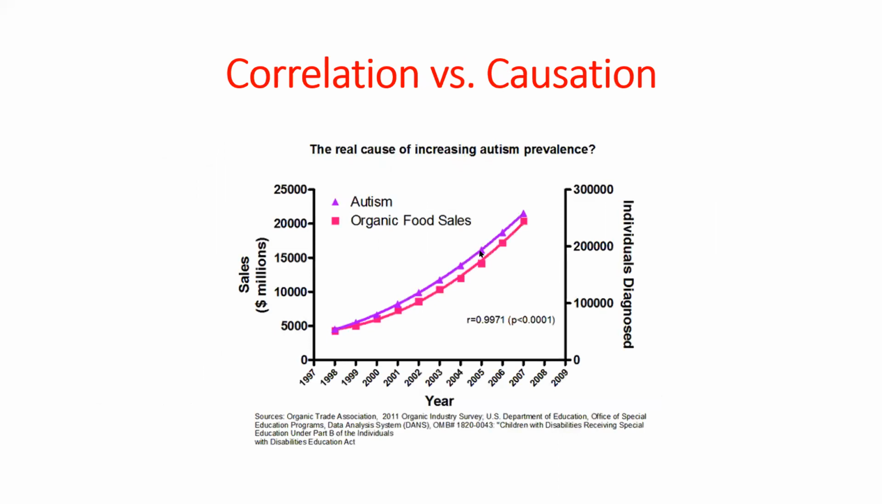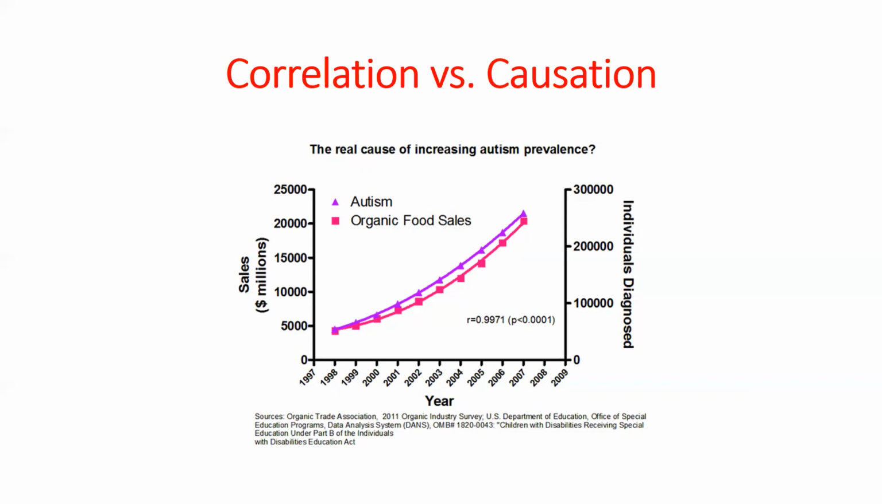Another example I always like to show: if I have autism rates and organic food sales year by year in a data set, and I run a linear regression, it will be a strong positive coefficient, right? Autism rates and organic food sales are highly correlated. That doesn't mean that organic food sales are causing autism. There are a lot of other factors that are probably driving both of these things.